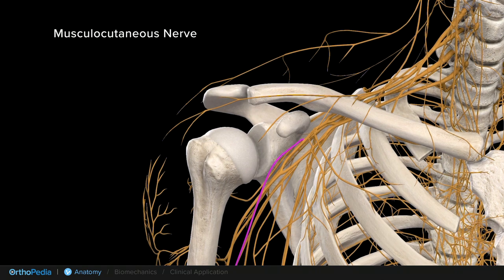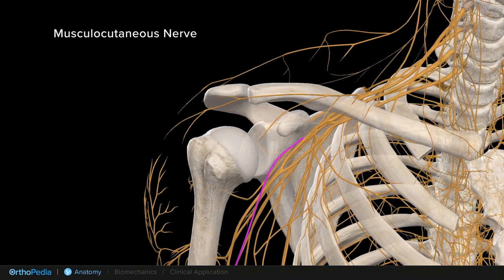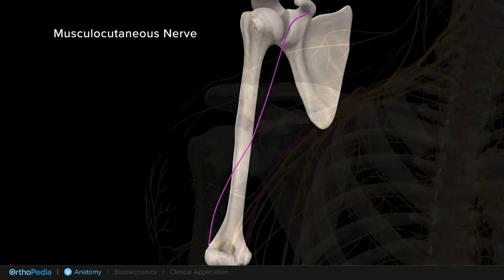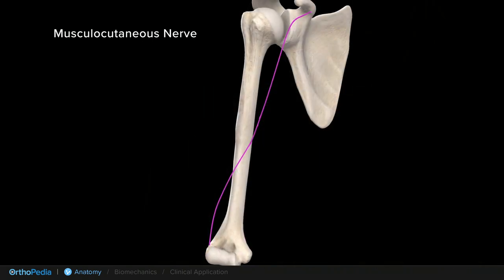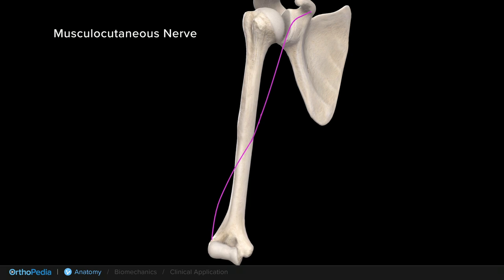The musculocutaneous nerve arises from the lateral cord of the brachial plexus and courses anteriorly and distally, penetrating the coracobrachialis muscle. It provides motor function to the muscles in the anterior compartment of the arm, the coracobrachialis, the biceps brachii, and the brachialis.